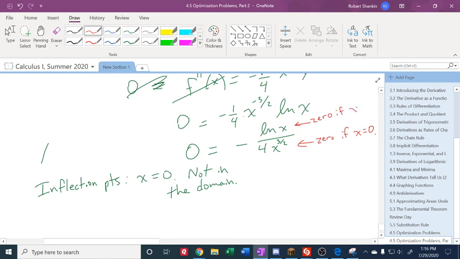It's zero if x is 1, because e to what power is 1 will be 0. That's right. Okay, so inflection points, that's x equals 0, not in the domain. The other one, x equals 1, is in the domain. So, the only real inflection point is x equals 1.